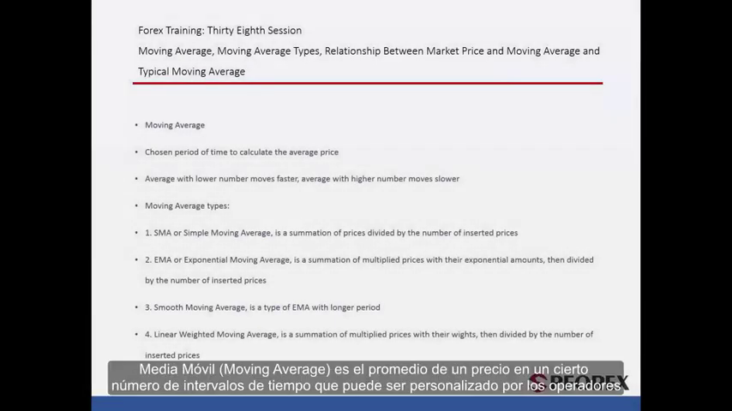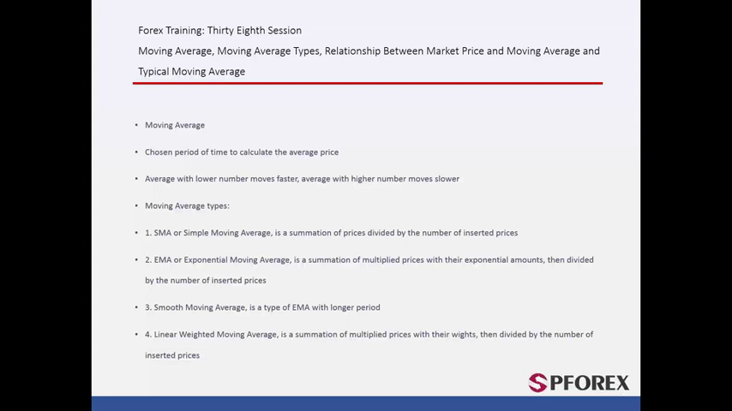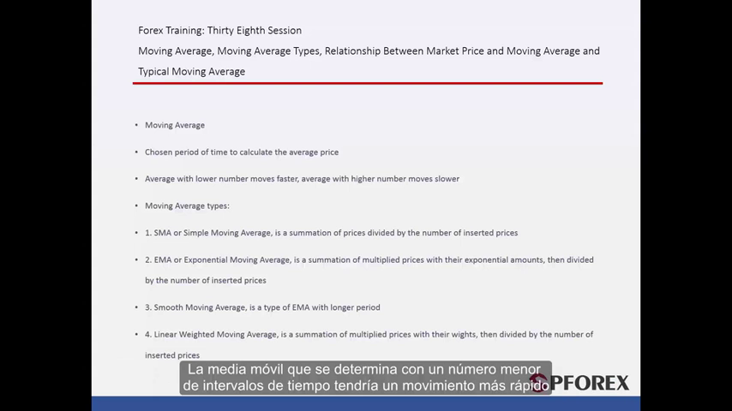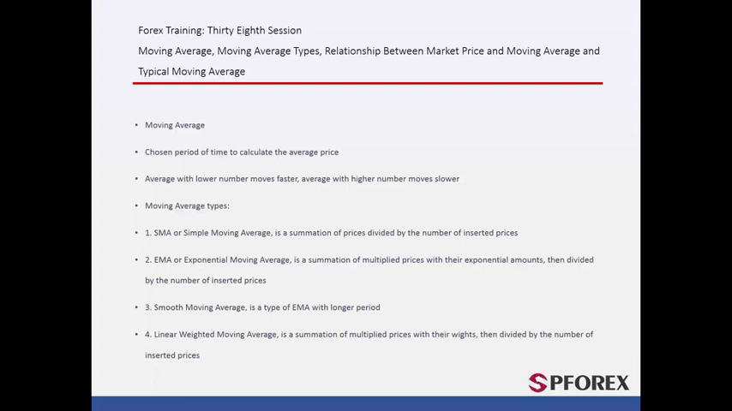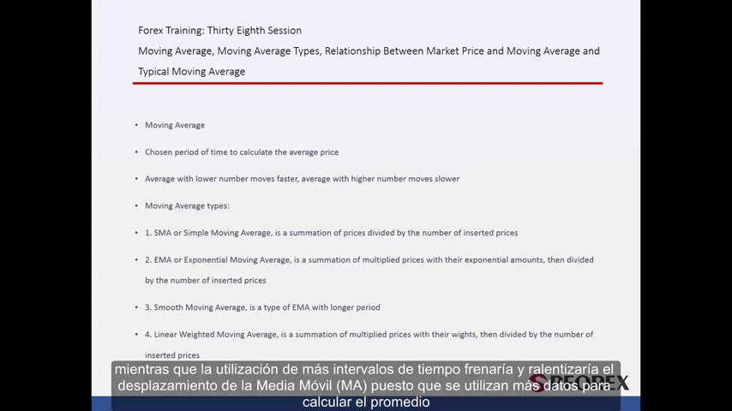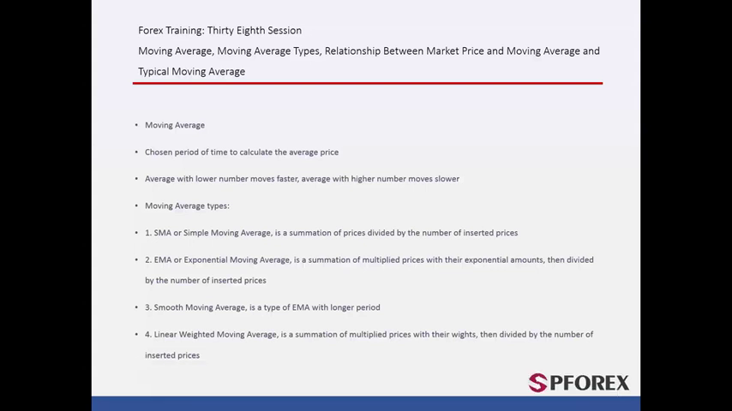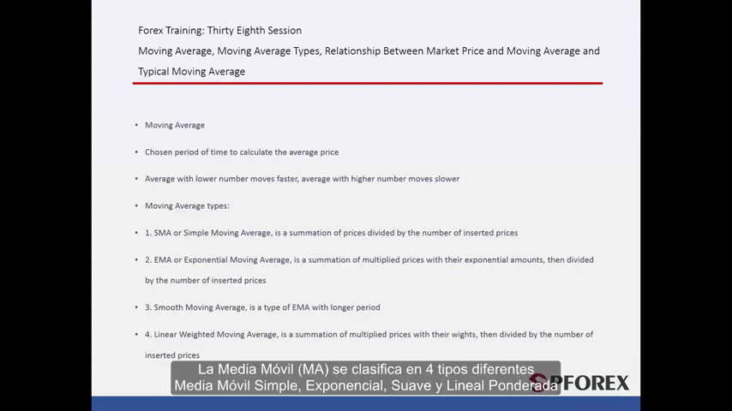Moving average is the average of a price in a certain number of time frames, which can be customized by traders. A moving average determined with a lower number of time frames would have faster movement, while more time frames would slow down MA displacement, since there is more data calculated in the average. MA is classified into four types: simple, exponential, smooth, and linear weighted moving average.